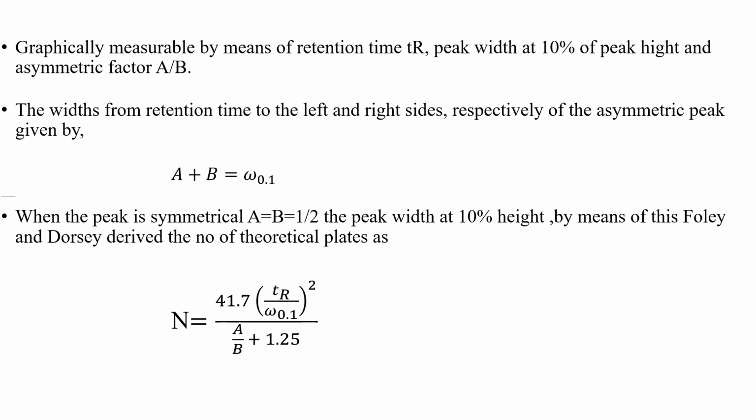It is measured graphically by means of retention time TR with the peak width at 10% of peak height, and the widths from retention time to the left and right sides of the asymmetric peak are given by A plus B. When the peak is asymmetrical, the peak width at 10 percent height is used, and by means of this Foley and Dorsey derived the number of theoretical plates, giving the equation n is equal to 41.7 times (TR by W) whole square divided by A by B plus 1.25.